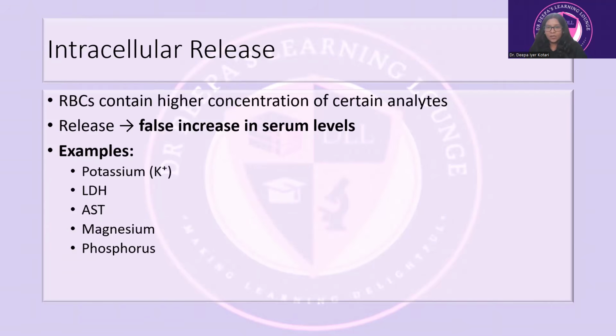First is the intracellular release. As we all spoke about, the RBC contains several analytes at a concentration much higher than the surrounding plasma milieu. So when hemolysis occurs, these are released, and these components inside the extracellular fluid are measured at a higher value. Some of these falsely elevated values include those of potassium, LDH, AST, magnesium, and phosphorus.